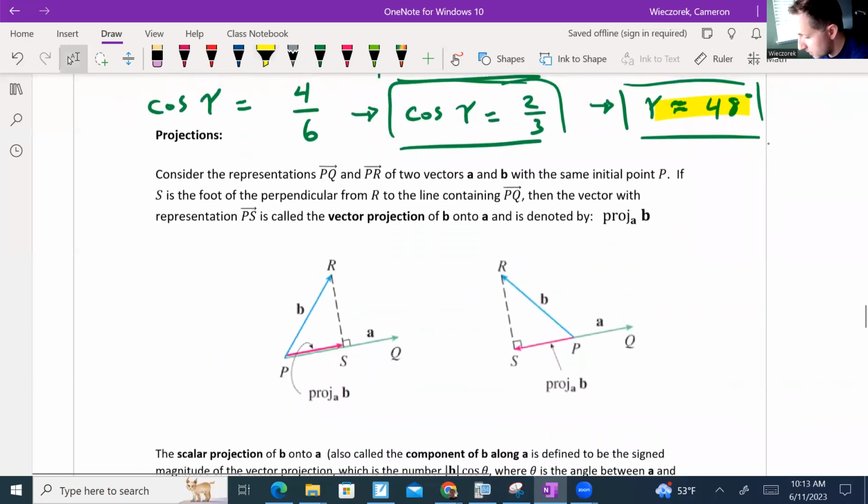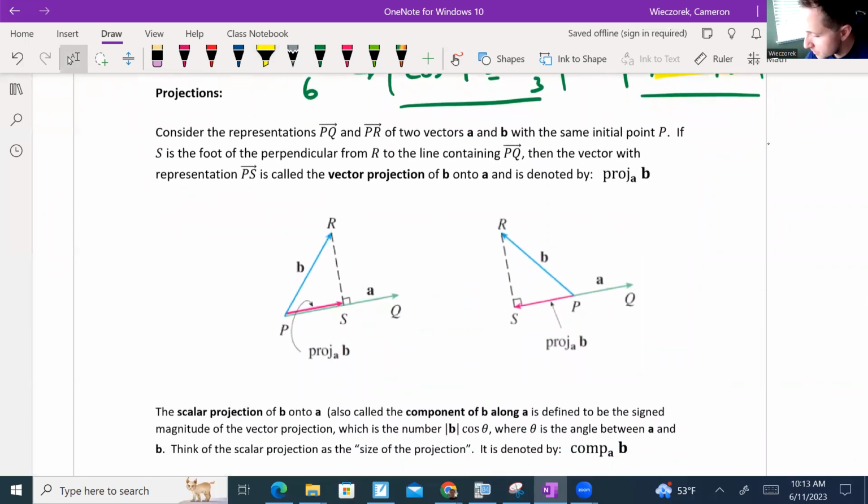Wrapping up, we have a couple more topics left in this section. Next are what are called vector and scalar projections. The easiest way to think about these is shadows. What if we were to take the shadow of one vector onto another vector?